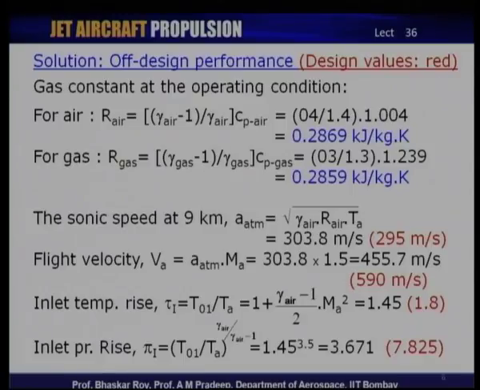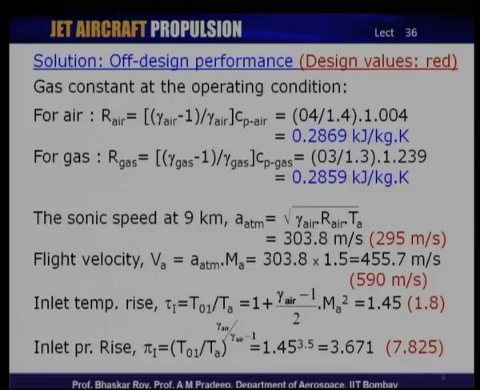Now, off design performance has been pegged at 9 kilometer altitude, at which we can now find out what the sonic speed would be. Using the normal isentropic relation, that is root over gamma R T for the sonic speed, we get a sonic speed of 303.8 meters per second at 9 kilometer altitude, and as you can see, that sonic speed is higher than the design value, which at 12 kilometer was 295 meters per second.